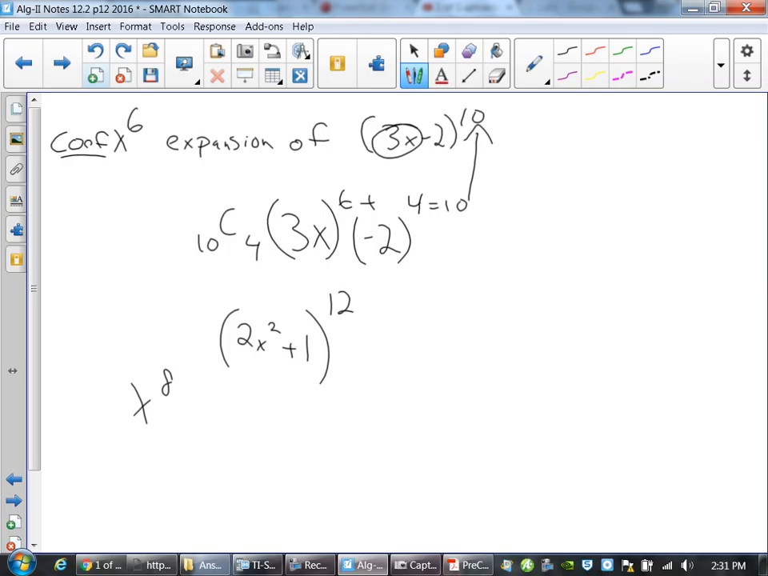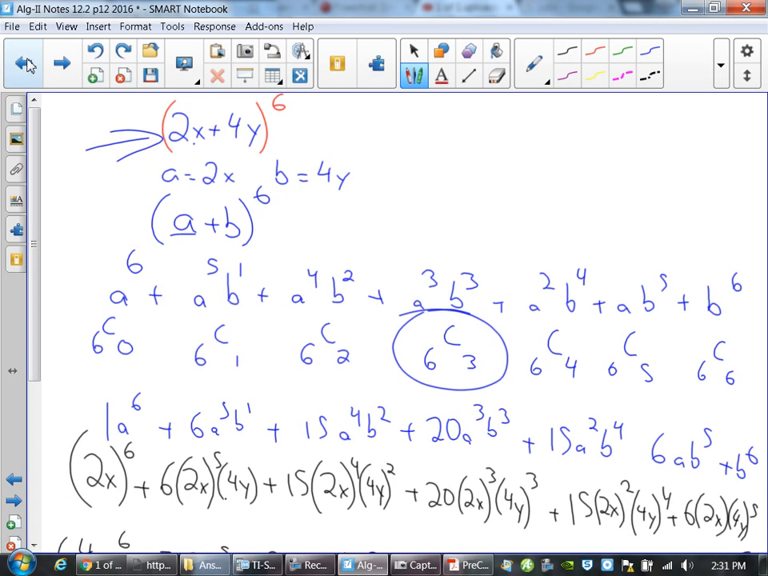Where did the 4 come from in 10 choose 4? We know that the 3x quantity there has to be to the 6th power to get an x to the 6th. Your exponents, these values, always add up to equal your nth power. So 6 plus what gets you to 10? The power of A plus the power of B. See how this would work if you're at a 6th degree polynomial? 6, 5 plus 1, 4 plus 2, 3 plus 3. That's how that works.